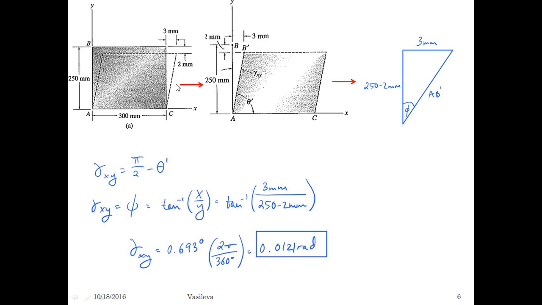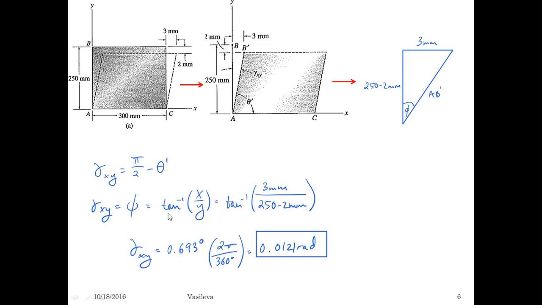So I kind of redrew the picture once again. Here's the original with the new one, and my triangle that I deduced from the changes in dimension. So I have this new triangle, and what I am looking for is the shear strain. So the shear strain is the angle between the original line segment and the new line segment. So I'm looking for this angle in between here, this angle which I call phi. Typically, shear strain is found by taking pi over 2, or this 90-degree angle, minus theta prime. Here, theta prime is from the new segment to the x-axis, but there's no way that we can find theta prime. So in this case, we just find this phi angle directly.